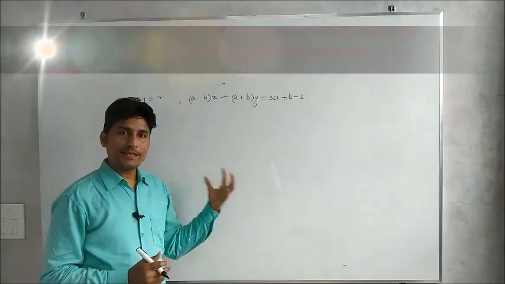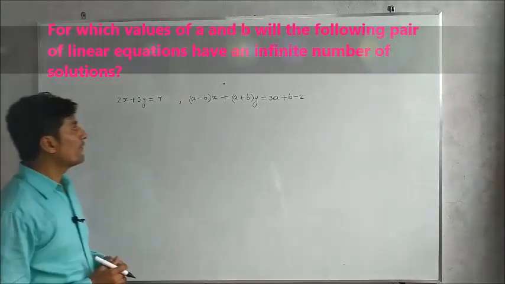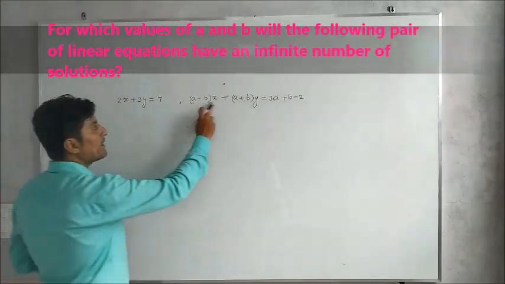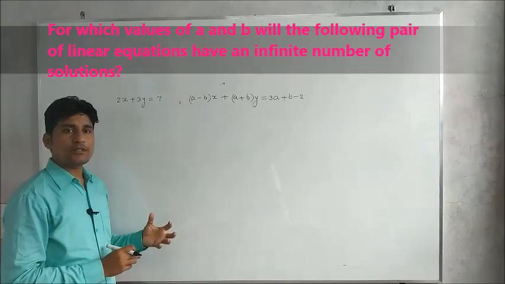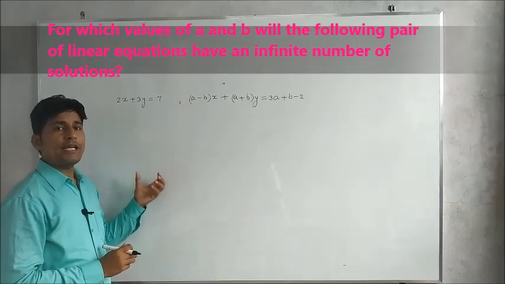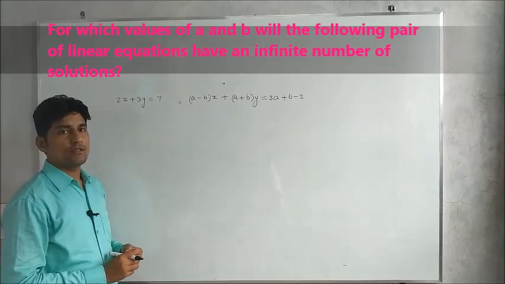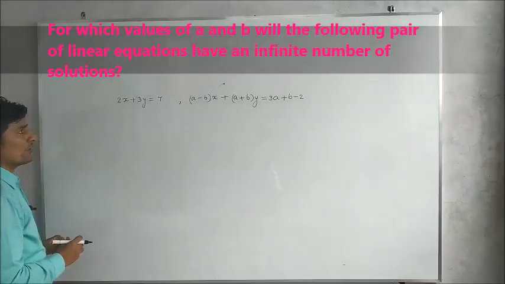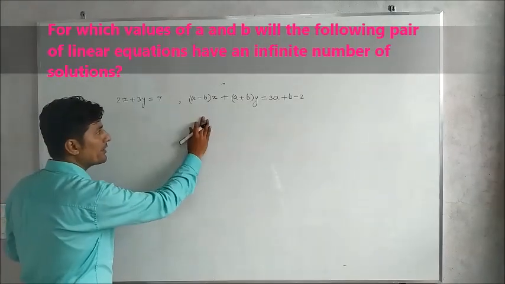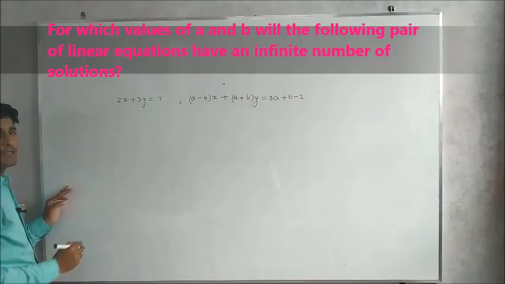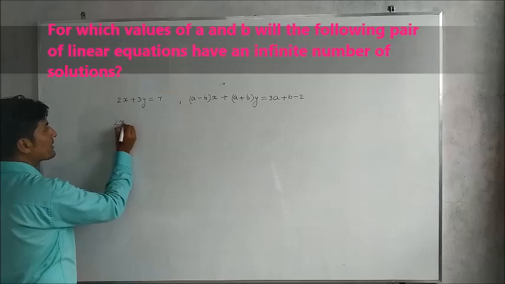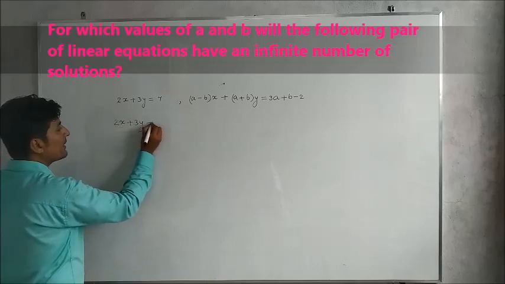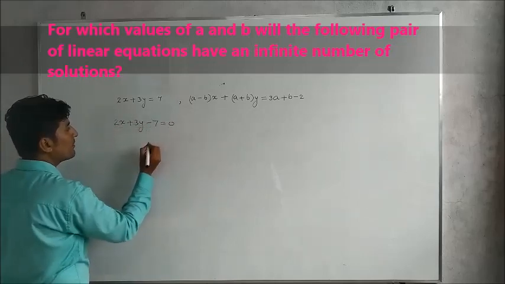Now let us see the second question. For which values of a and b will the following pair of linear equations have an infinite number of solutions? So, let us see how to solve this question. First of all, we have to write the equation in the form of ax plus by plus c equals 0. So, we can write here 2x plus 3y minus 7 equals 0.